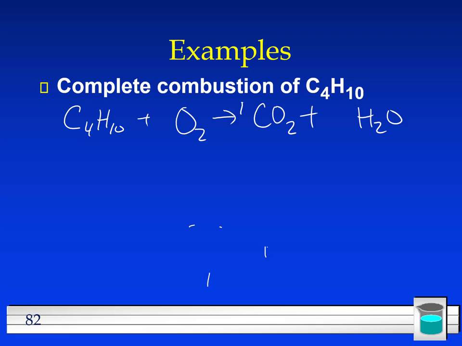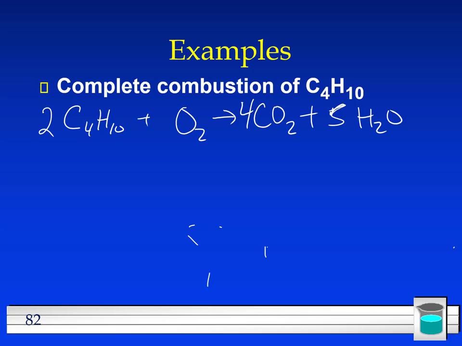4 carbons, so I put a 4 in front of CO2. 10 hydrogens, so I put a 5 in front of water. That gives me 8 and 5, 13 oxygens. Can I get 13 oxygens on the other side? Nope, because one side's even, the other side's odd.